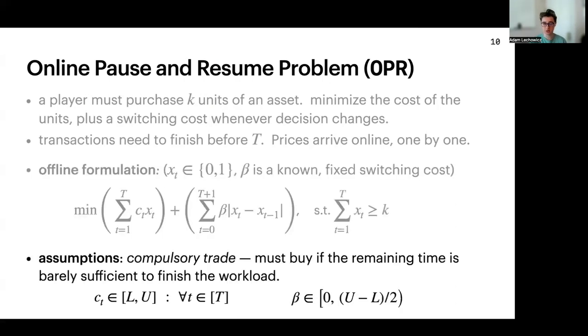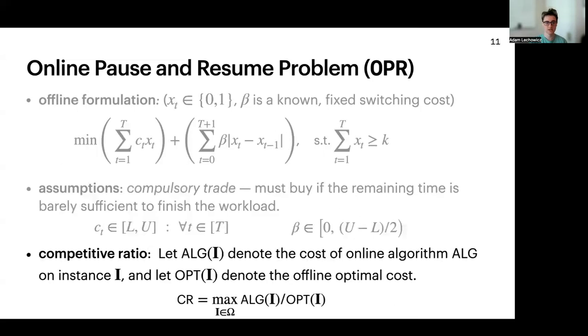We place some assumptions on the problem. So first we have this compulsory trade. Informally, if you have J slots remaining in your workload and there's exactly J slots left before the deadline, you must buy all of the remaining slots. Second, we assume that prices are bounded on this non-negative interval L comma U. Finally, to make the problem technically interesting, we assume that beta is not too large. Formally, it's less than U minus L over 2. We use competitive analysis, so if ALG represents an online algorithm's cost on a valid instance, and OPT represents the offline optimal cost on the same instance, the competitive ratio is defined as this maximum ratio over all instances.